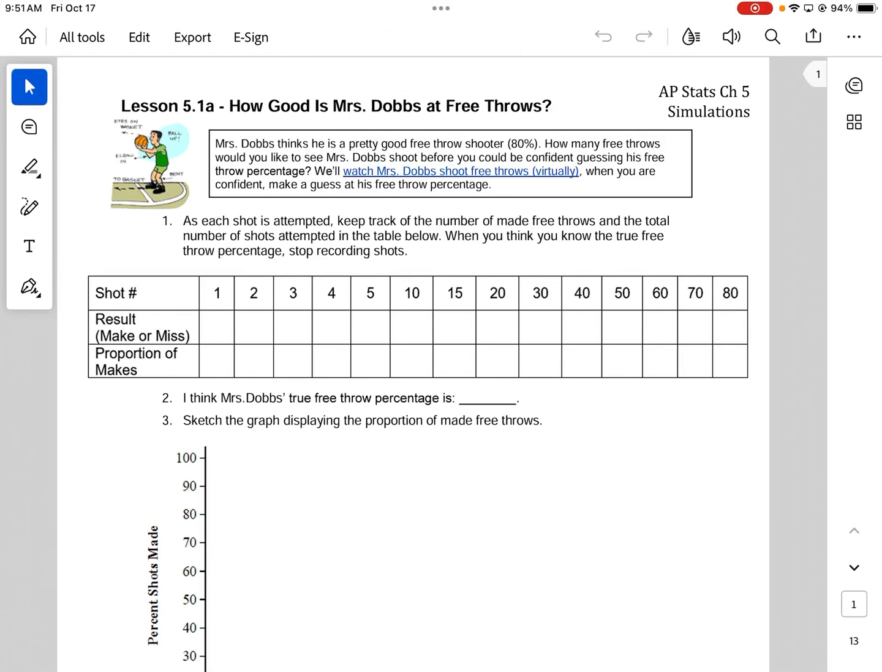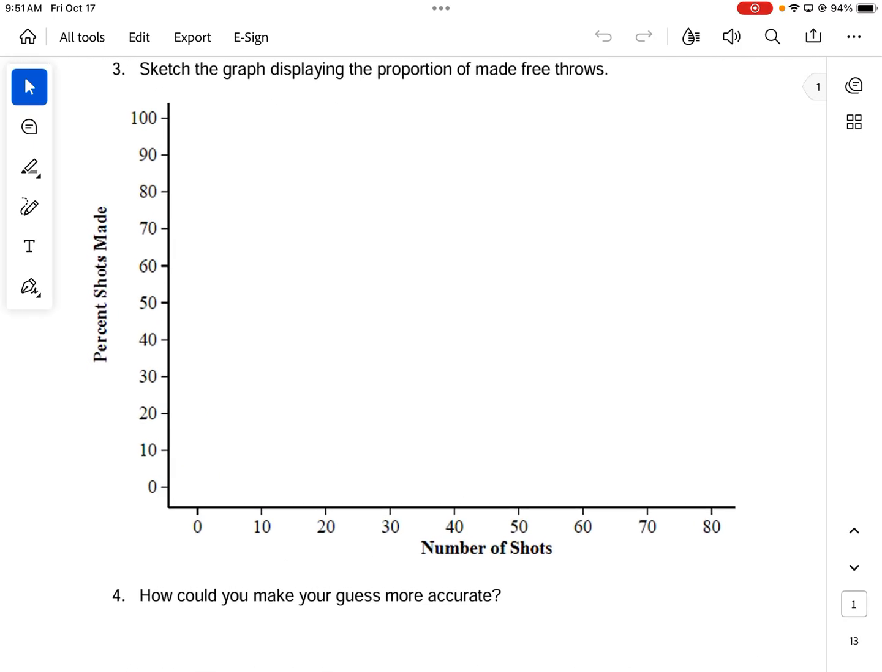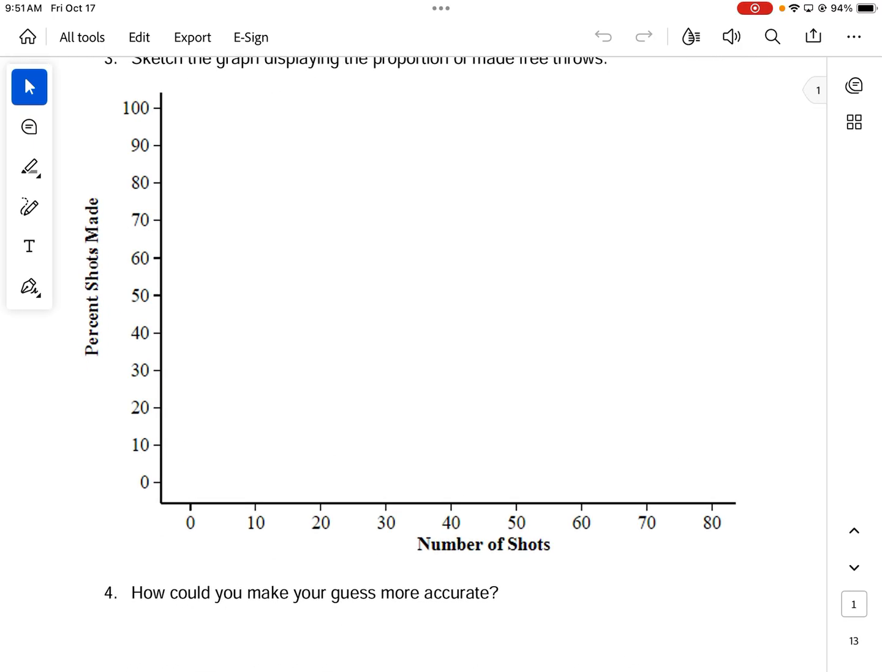Yesterday we did the simulation about the free throws. So we are going to skip down to this chart and sketch a graph of what the percentages made were, given just a few trials versus many trials. So at the beginning, if we have zero trials, we're going to start with 0, 0.